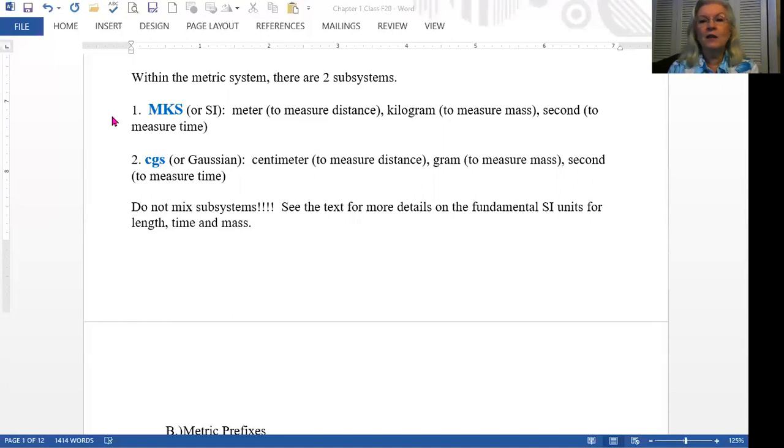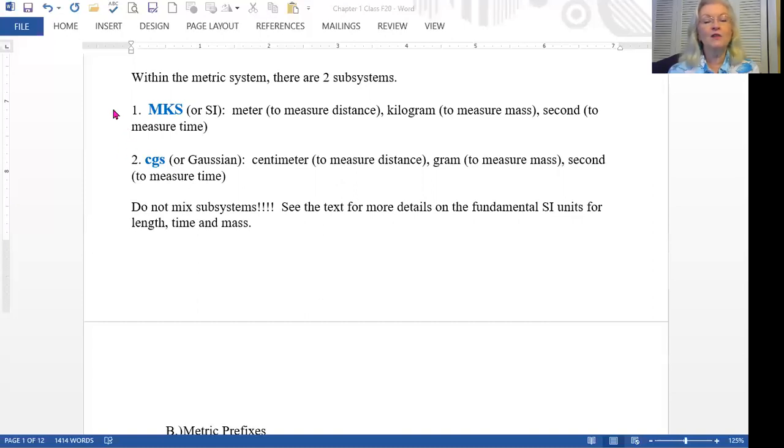So a centimeter is less than half an inch. It's about the width of my fingernail. A gram is about the size of a paper clip, and you know how long a second is. With a meter, it's a little bit more than 3 feet. It's actually approximately 39 inches. A kilogram is roughly 2.2 pounds, so about the size of a big bag of powdered sugar at the grocery store. So again, sort of larger units in the MKS, smaller in the CGS.